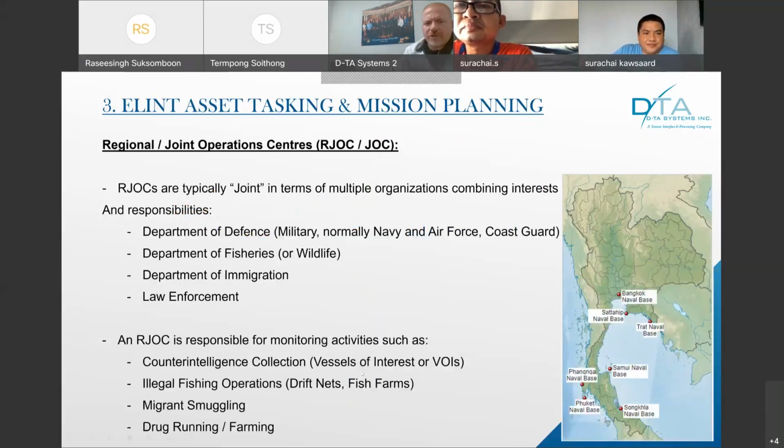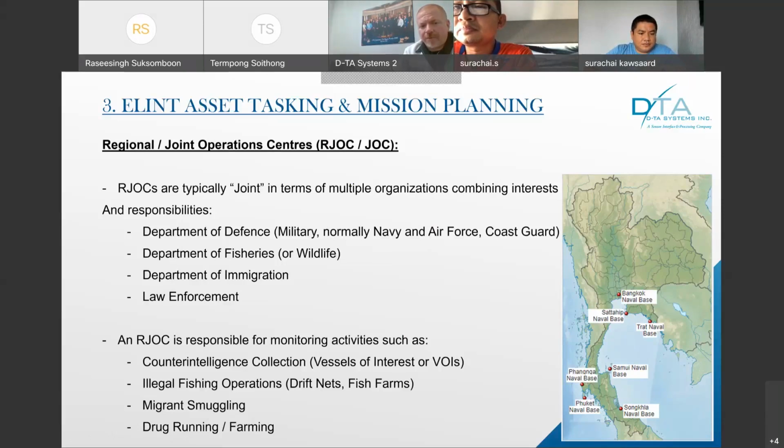Okay, so a regional or joint operations center, again, we have discussed this before, but as I'm going to bring David in here with us in a moment, I thought it would be a good idea to just kind of go through some of this again quickly for you. So an RJOC is typically a joint in terms of the multiple organizations or combining interests and responsibilities. This can include various departments of defense, such as your Navy and your Air Force, sometimes your Coast Guard.